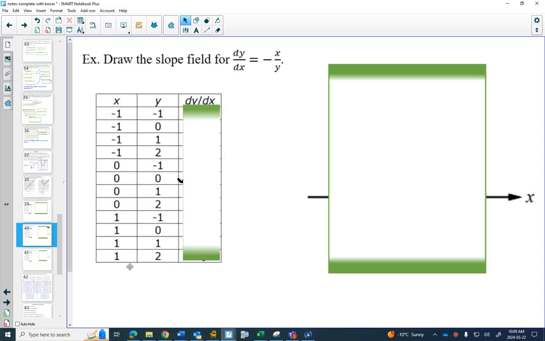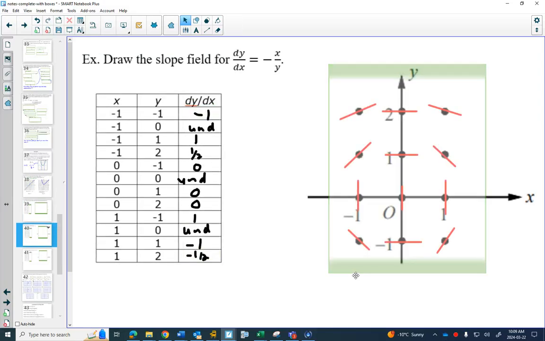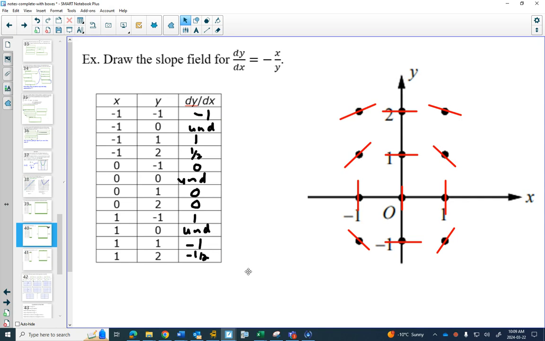All right, do you want to check how you did on the second one? Does your slope field look something like that? So we have some undefined ones. Those will go straight up and down.